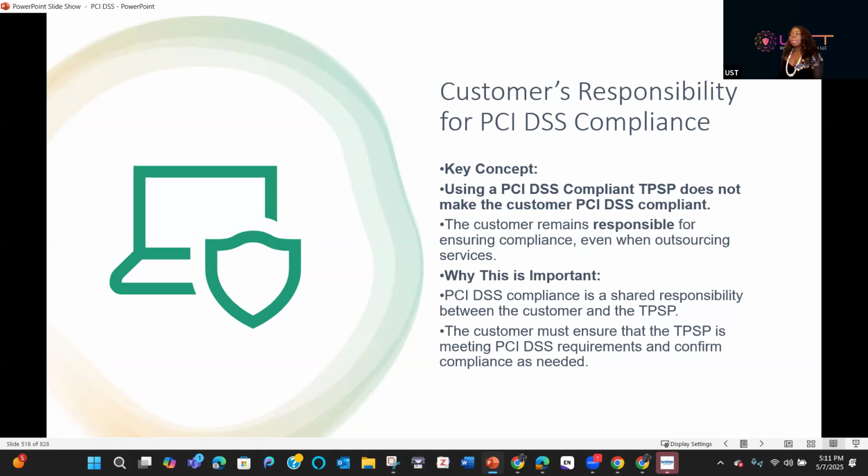But what of the customer's responsibility for PCI DSS compliance? First, using a PCI DSS compliant third-party service provider does not make the customer compliant. The fact that you're going with that third-party provider doesn't mean the customer is automatically or by default compliant with PCI DSS. The customer remains responsible for ensuring compliance, even when outsourcing services. But why is this important? Because PCI DSS compliance is a shared responsibility between the customer and the third-party service provider. The customer must also ensure that the third-party service provider is meeting the PCI DSS requirements and confirm compliance as needed, right?